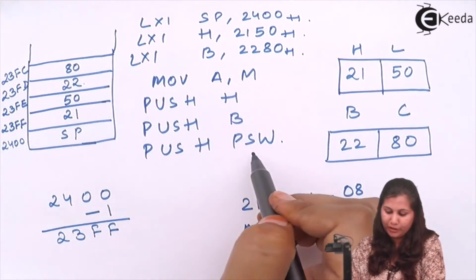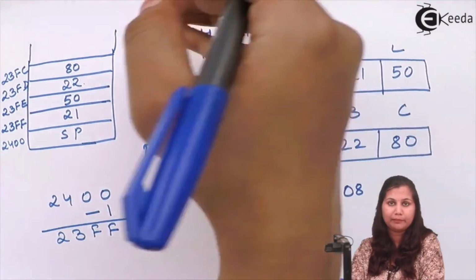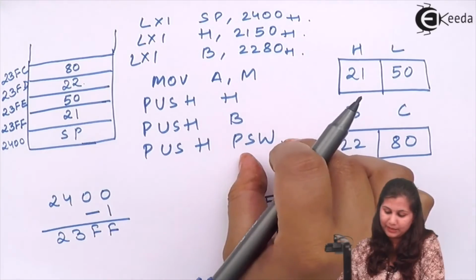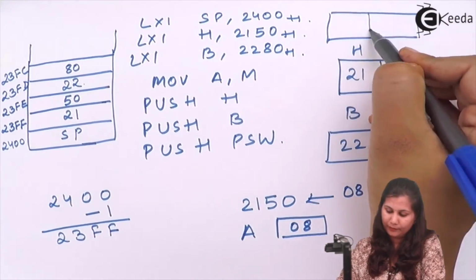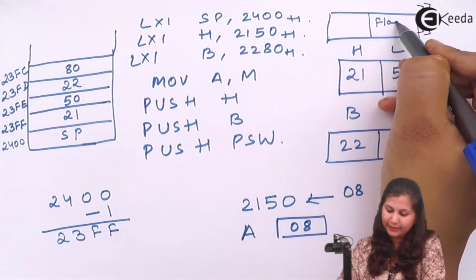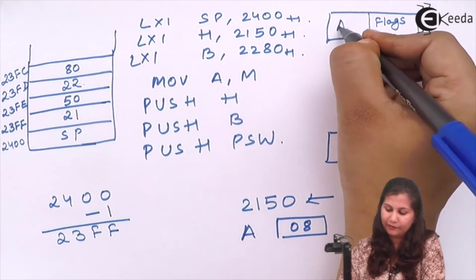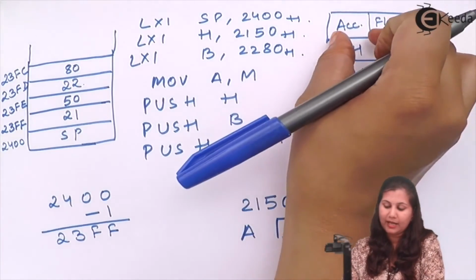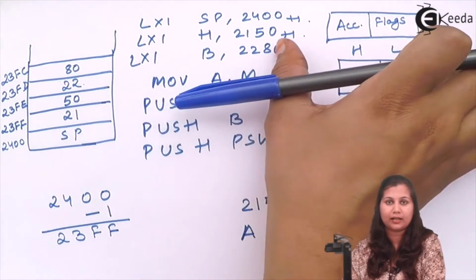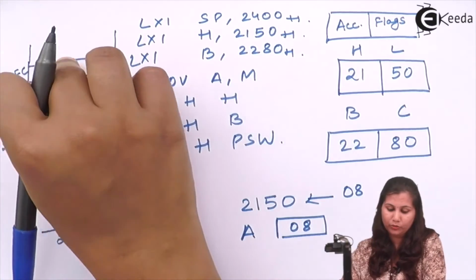Now we have PUSH PSW, that is, the program status word will be pushed here. Now the program status word is here: we have the flags register, which is the 8-bit flag register, and here we have the accumulator. If you see the programming model of 8085, you will see that the accumulator and flag register combined are the program status word. So this will be stored here.